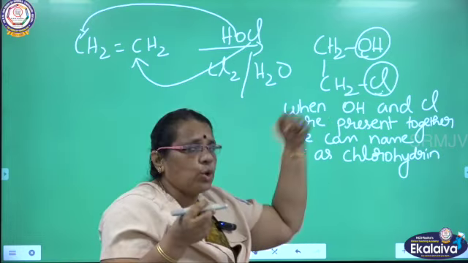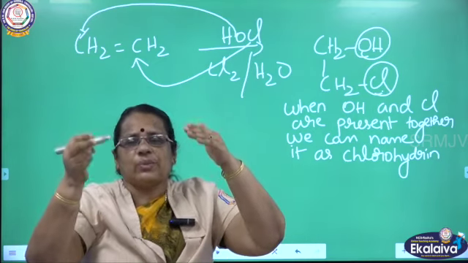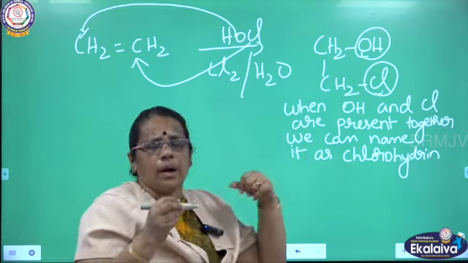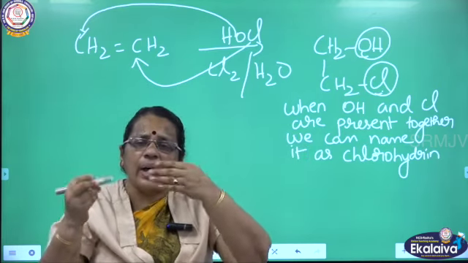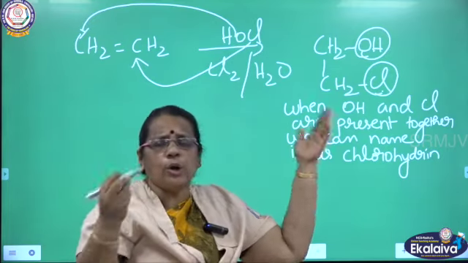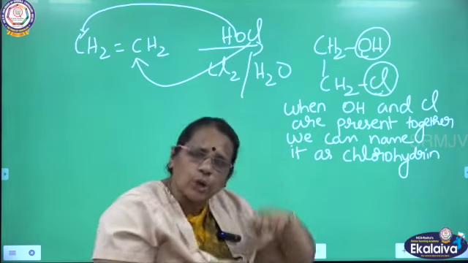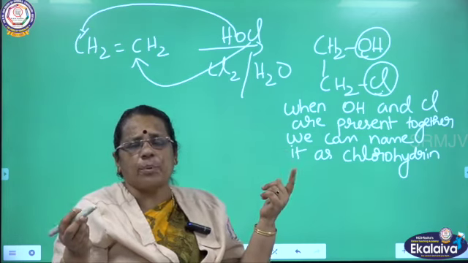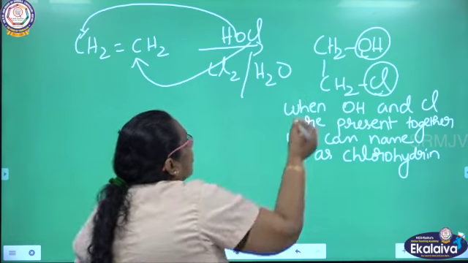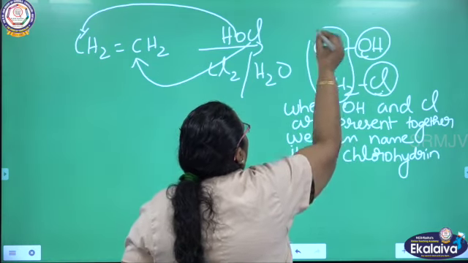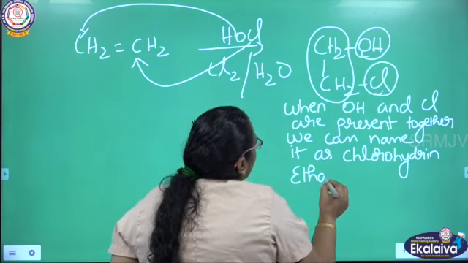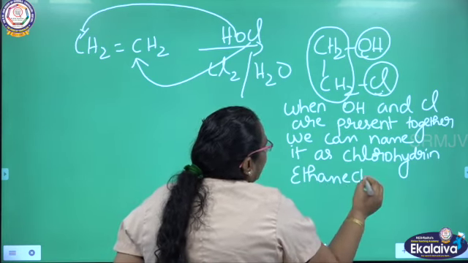Along with that, there will be an OH group also. So when OH as well as a halogen are both present in a compound, how do we call that compound? Halohydrin. Halo stands for halogens, which can be fluorine, chlorine, bromine or iodine. Here it is chlorine, so I am writing the name of the compound as chlorohydrin. Let me name this compound. What is the name of this compound? There are 2 carbons. So who is the parent here? Ethane. Ethane chlorohydrin.